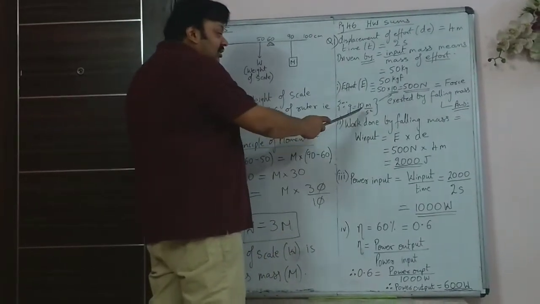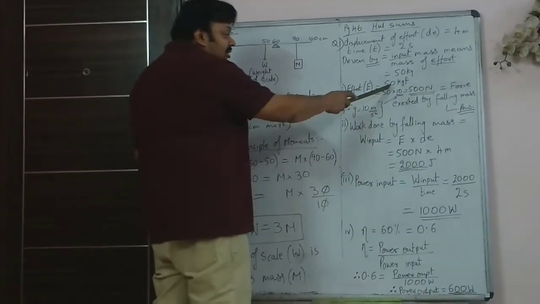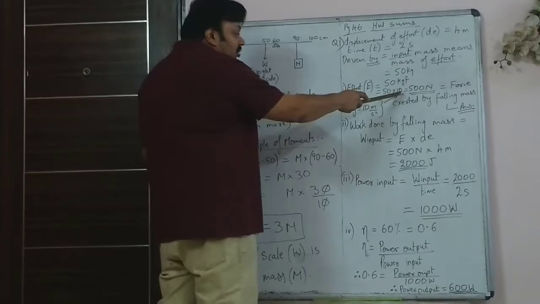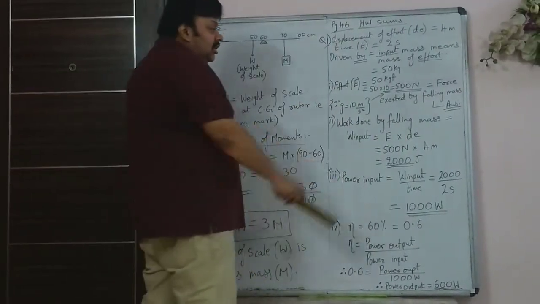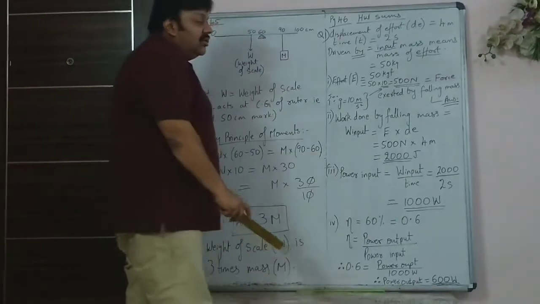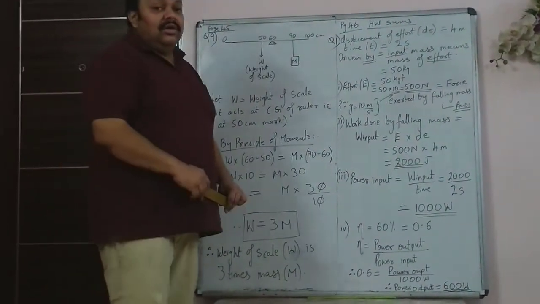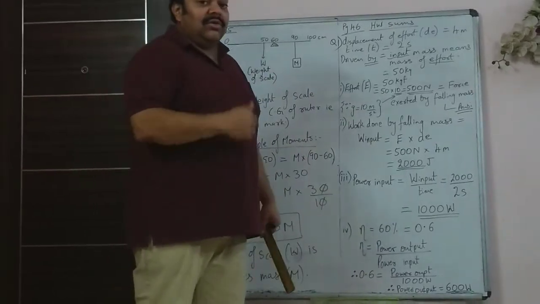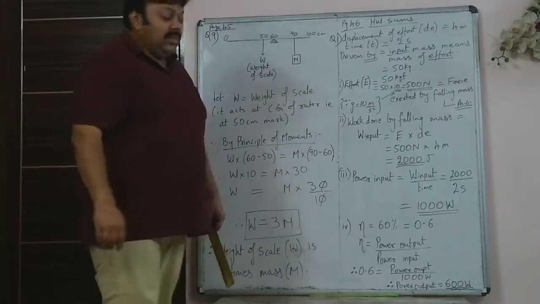Now here g is 10, so that is why m into g, mass is 50, into g is 10. The question says it is 10, so we have taken 10. So the effort is 500 Newton. That is the force exerted by the falling mass. The falling mass, it was clearly given, it is the effort. So that is the answer 1.